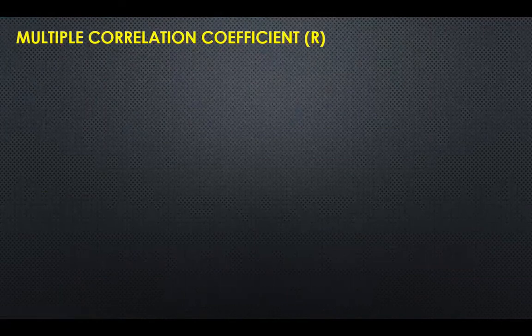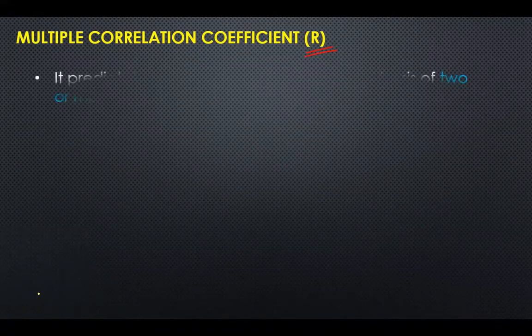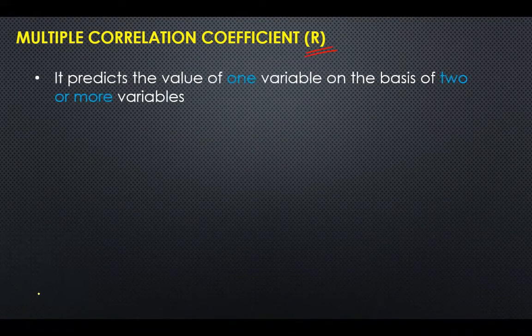See, first, what is multiple correlation? The multiple correlation is written as capital R. This is the first point you have to note here. Now, first of all, it predicts the value of one variable. For example, I have X, Y, Z, three variables. Then I'm going to predict the value of the X variable on the basis of Y and Z.